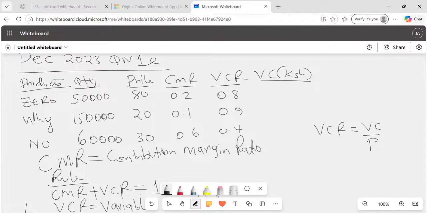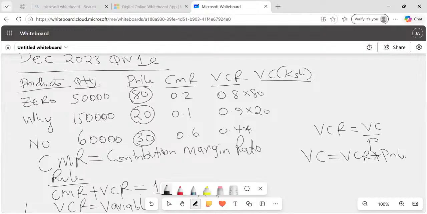That would mean that my VC should be equal to VCR times the selling price. So the VCR, you've given this to me, I will now multiply with the price. The price is here, times 80. This one here will be times the price here, which is 20. This one will be times the price, which is 30.